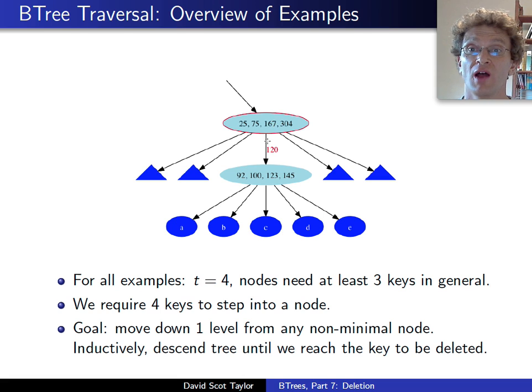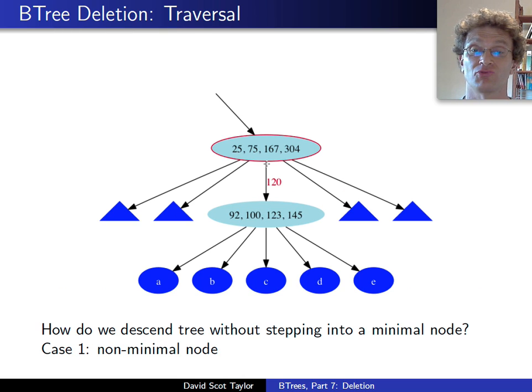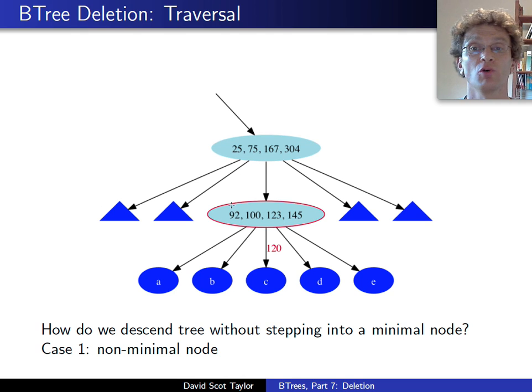So in this case, I'm at this node. I have 120. I'm going to step into this child, and I look, the child has 4 keys. Great. That's really easy to do. I just step in and then figure out which child to go to. Okay, 120 is bigger than 100, less than 123. This is the next child. Hey, I've descended one level of the tree in this really easy case.